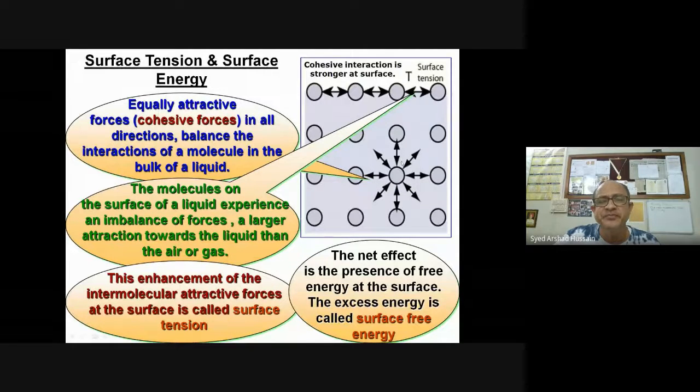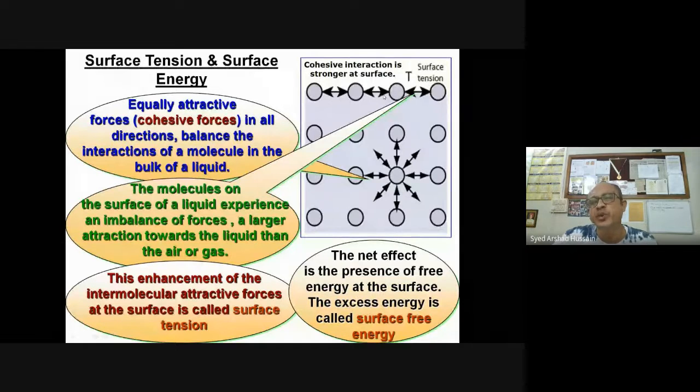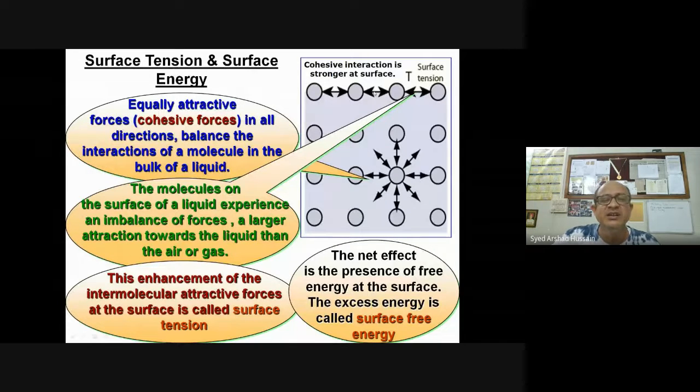In water, within the water, all molecules are connected through bonding, and this is due to cohesive interactions, and these tensions are balanced from every side because each molecule is connected with others. But the surface molecules have a net resultant attraction towards the bulk, because above, it's free. It's not bonded or connected with other molecules. So there is a net resultant attractive force downwards, towards the bulk, and this is nothing but your surface tension.